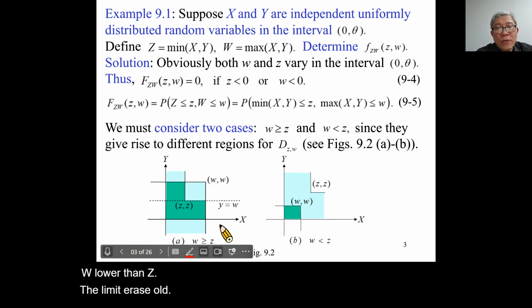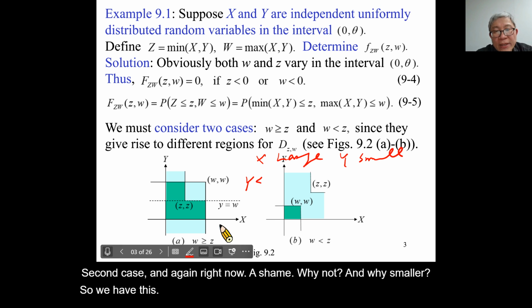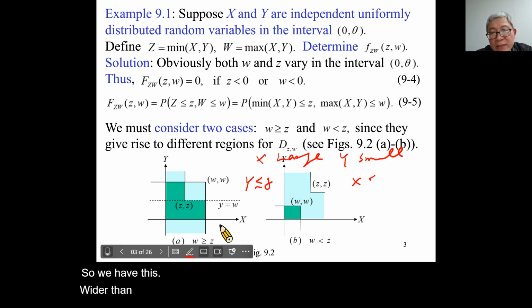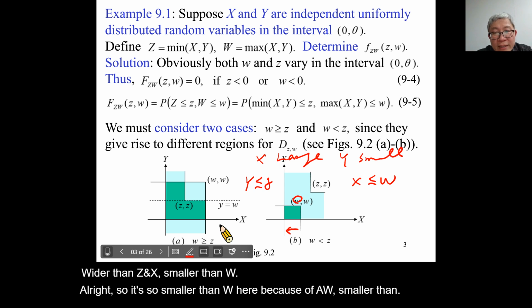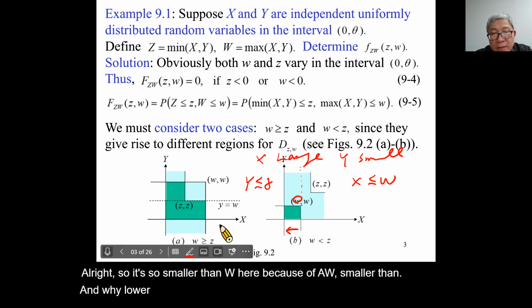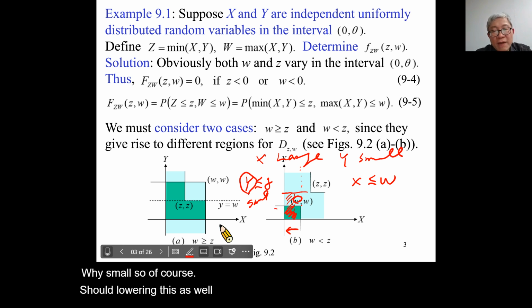Second case. And again, right now, assume x large and y smaller. So we have this. Y lower than z and x smaller than w. Alright, so x smaller than w here because of w smaller than z, and y lower than z here. However, y small, so of course should lower than this as well. Alright, so we have this already.